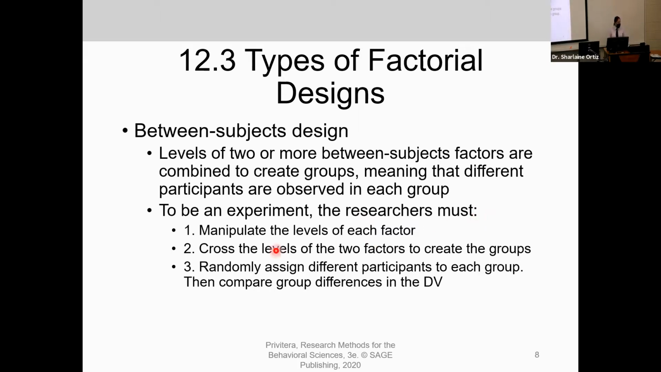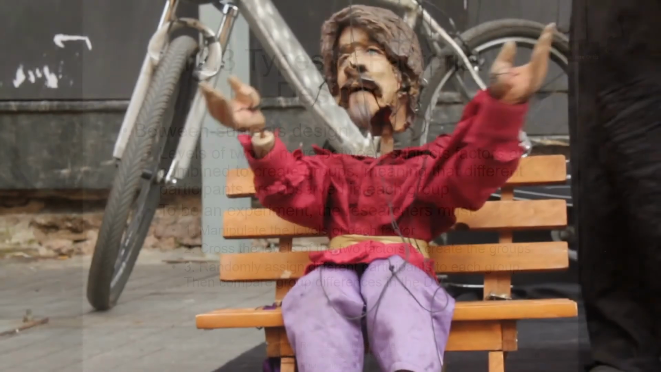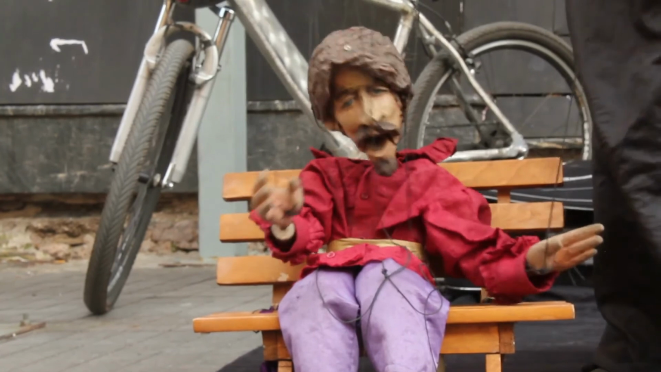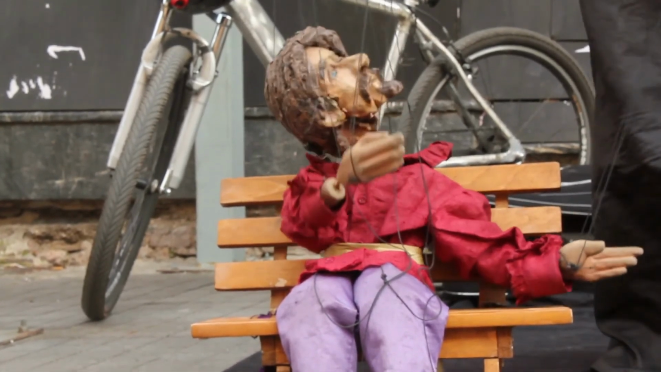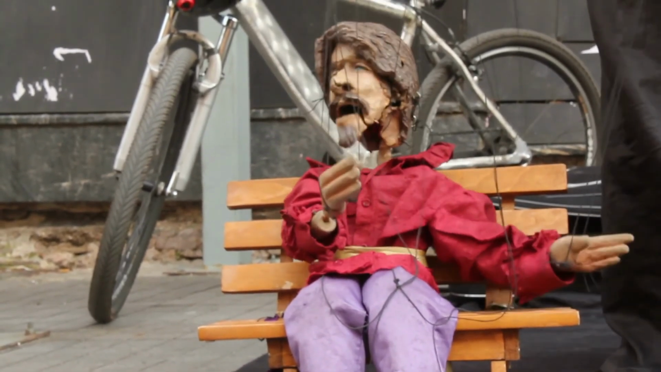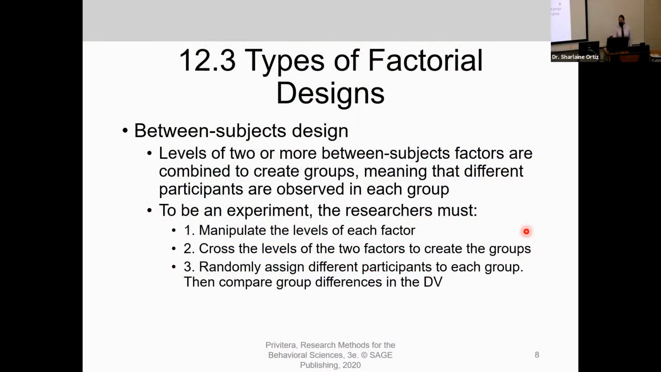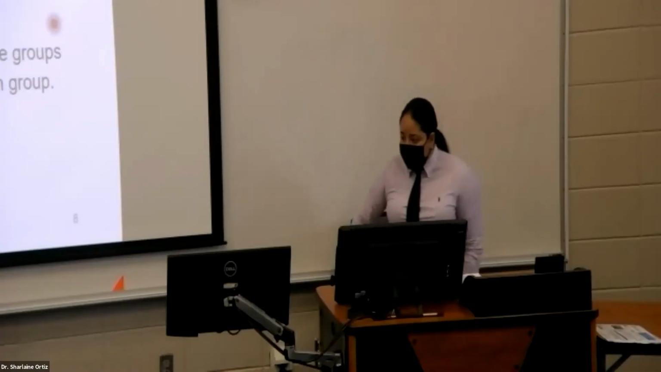Well, first and foremost, something that you should be acquainted with is that in order for a design, a procedure, to be considered experimental, the first thing that we like to do is we must manipulate. We must engage in that manipulation of all of the levels of your factor, right? And what does that mean in the Queen's English?